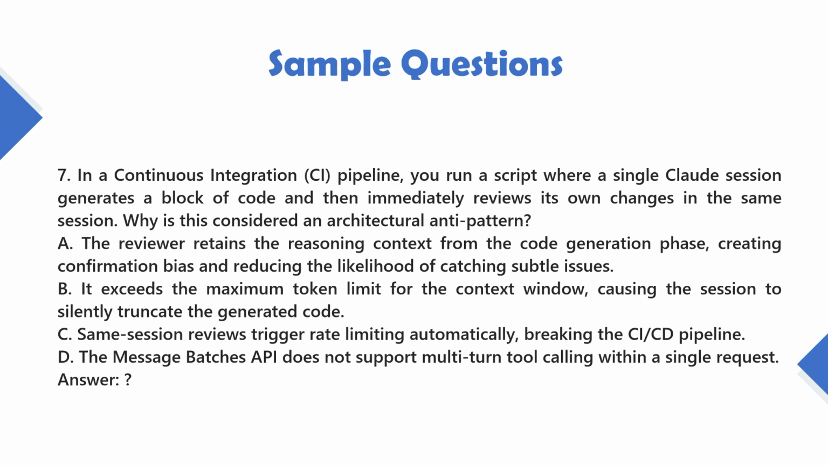A. The reviewer retains the reasoning context from the code generation phase, creating confirmation bias and reducing the likelihood of catching subtle issues. B. It exceeds the maximum token limit for the context window, causing the session to silently truncate the generated code. C. Same session reviews trigger rate limiting automatically, breaking the CI/CD pipeline. D. The message batches API does not support multi-turn tool calling within a single request.